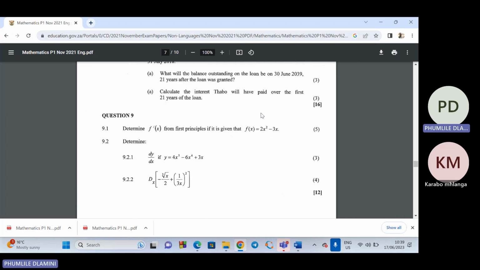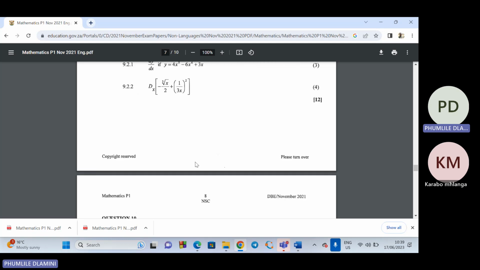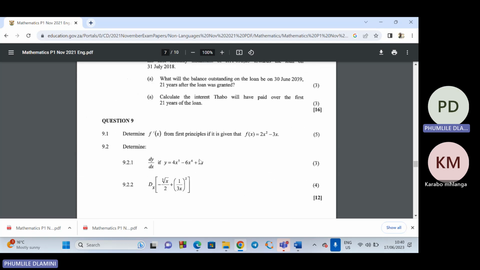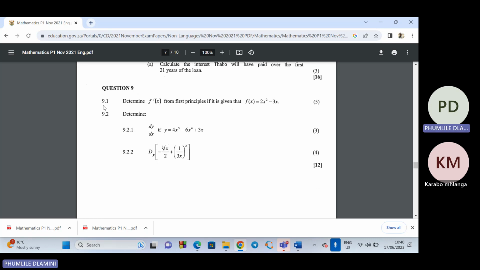So remember, the standard is going to be the same, but the way the questions are asked might not be the same. So I want you to do question number 9. Only one question for today, you are not going to do much. You're going to do 9.1 and 9.2.